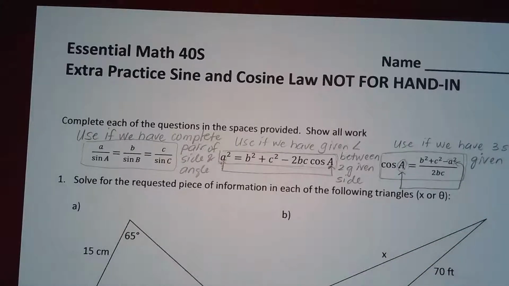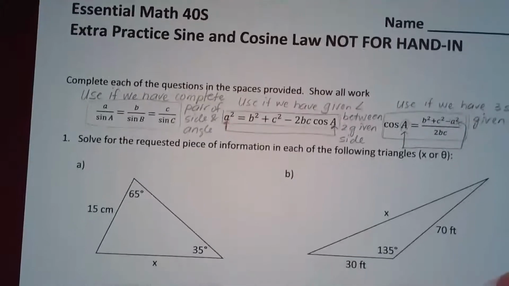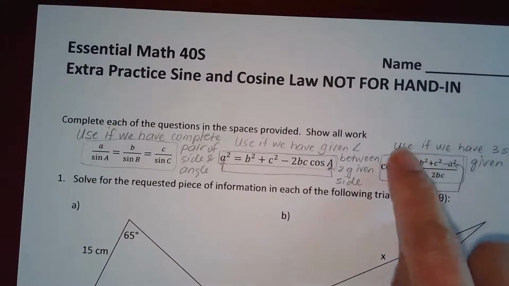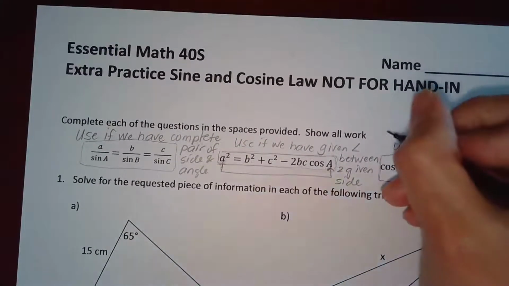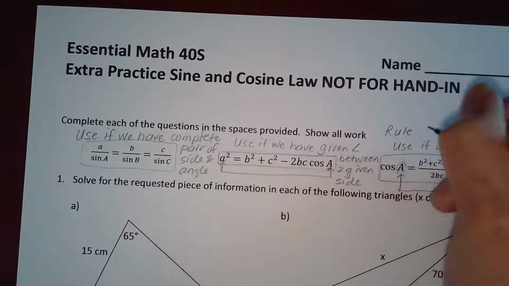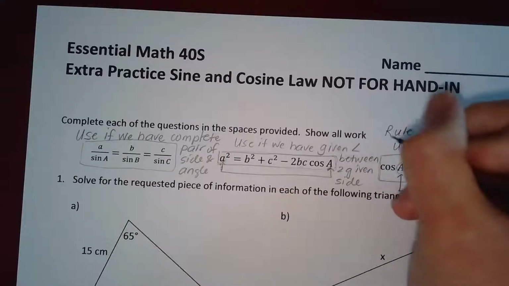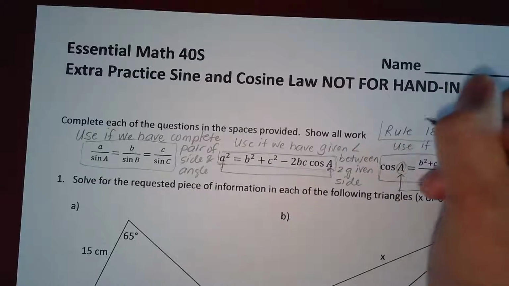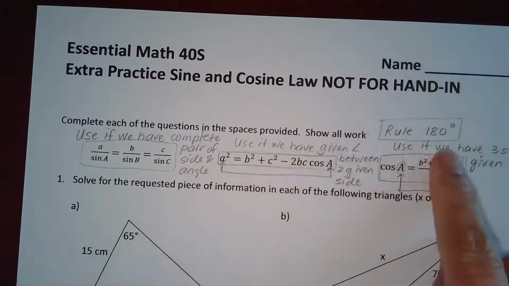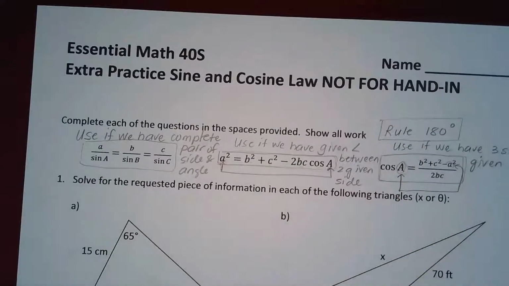The only thing that's not in here is rule 180 degrees, and we know that already: the sum of all the angles in a triangle adds up to 180.